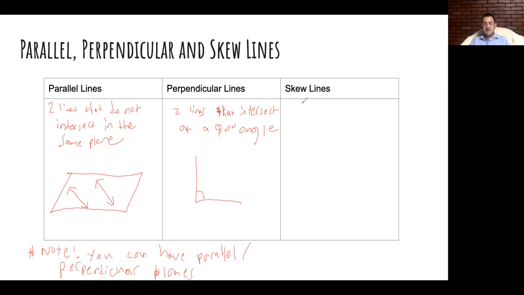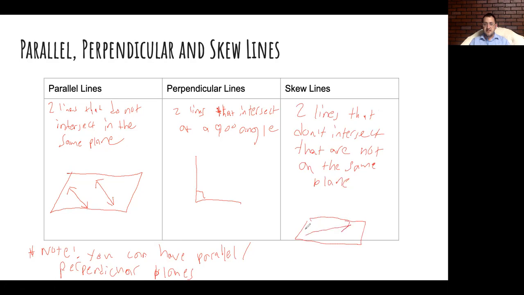And then skew is two lines that don't intersect, that are not on the same plane. And what I mean by that, it's a little hard to draw the 3D diagram. So here's a plane, and then here's a plane above it. If you imagine two pieces of paper on top of each other, the two lines do not intersect each other, but they are on completely different planes.